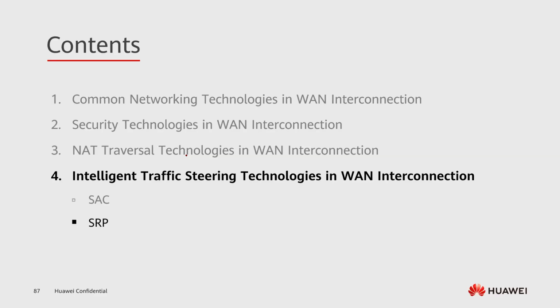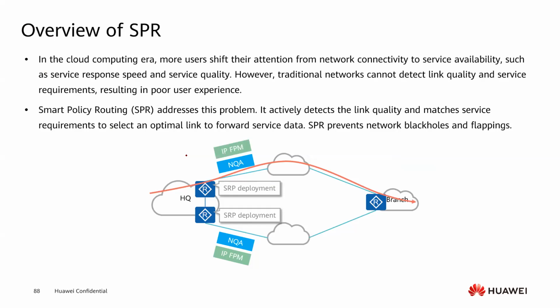Okay, so after we classify the application, we know which application the traffic belongs to. We can use SPR, smart policy routing, to change the path, to control the path. And we actually also talked about this before. We use NQA, IP FPM to detect the path, to detect the network quality, and use this information to decide whether this application should go on this path or that path.